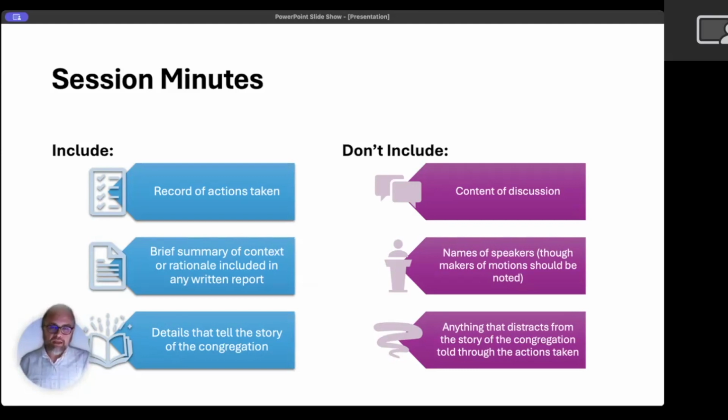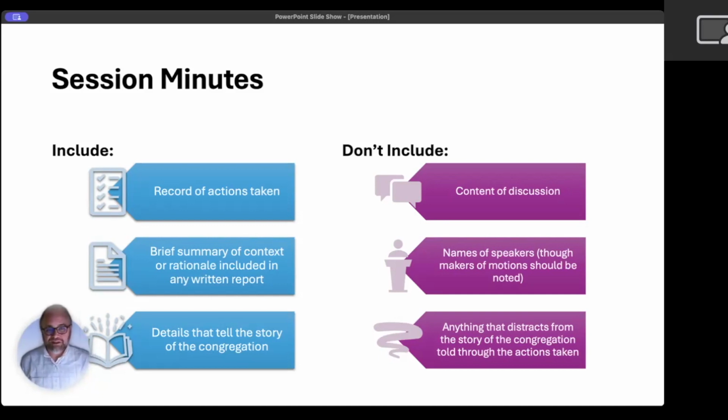Now, I can blow your mind on a lot of things. I'm going to blow your mind on this one right now, probably. You do not need to note who made a second. Robert's Rules does not require that you name the person who made a second in the minutes. The thing I think most sessions and others waste the most time on is trying to figure out who seconded a motion. It's not helpful.